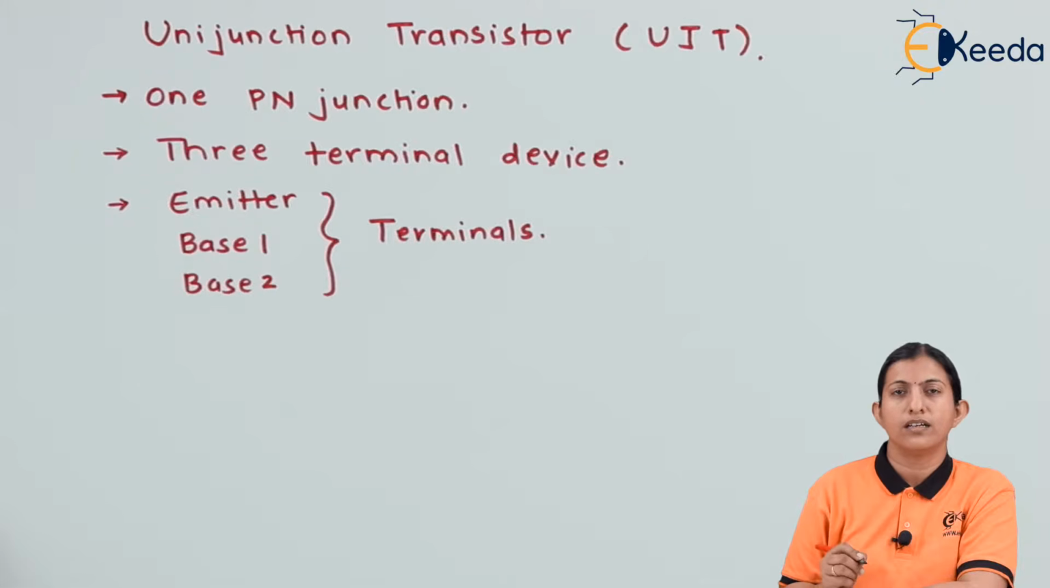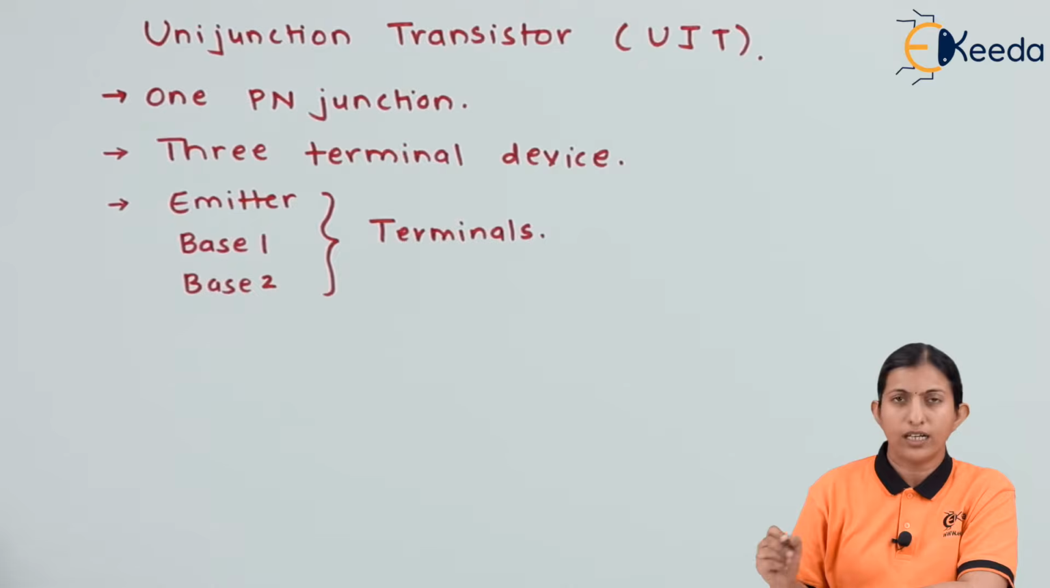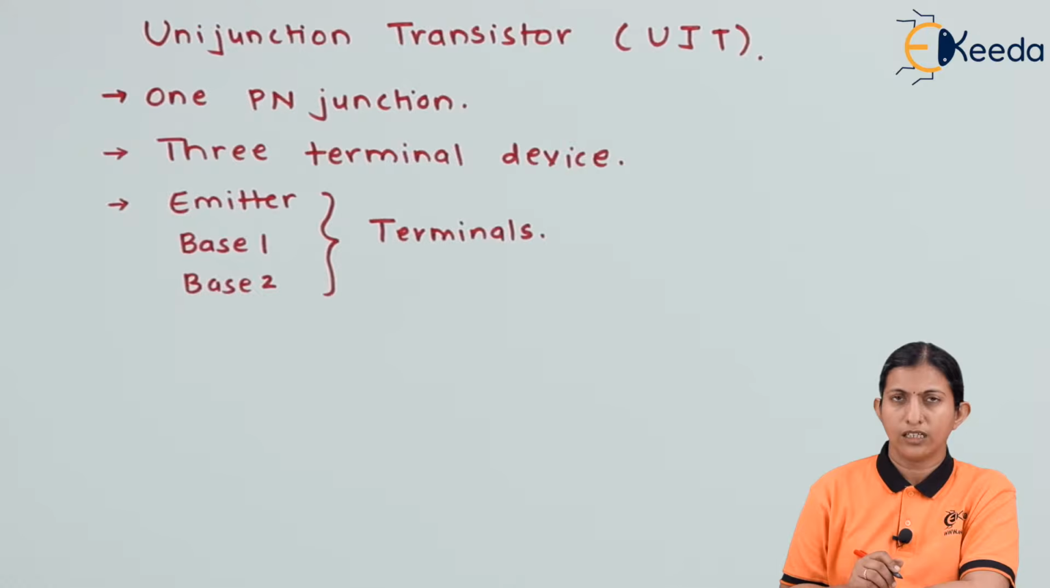The unijunction transistor is different in working when we compare it with a bipolar junction transistor, field effect transistor or MOSFET. So the UJT has only a single PN junction, but it is not a diode, it is a transistor, because it has three terminals, that is emitter, base 1 and base 2, but it is different from the transistors BJT, FET or MOSFET. Then we will discuss the construction of this unijunction transistor.